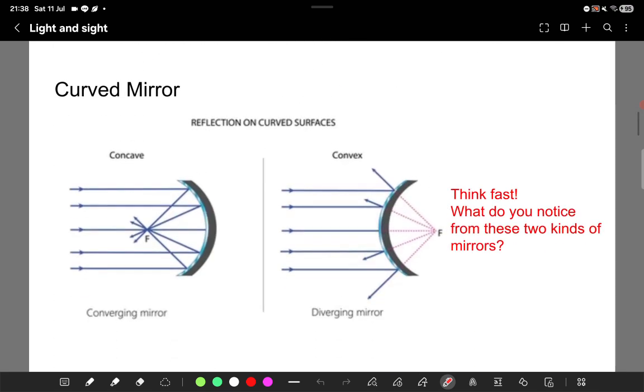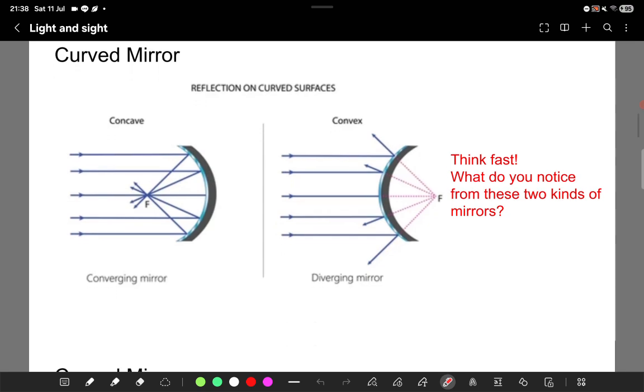Now, here's the curved mirror. There are two types of curved mirror. So, first, think fast. What do you notice from these two kinds of mirrors? Think fast. Don't pause the video. Let's see what we notice here.